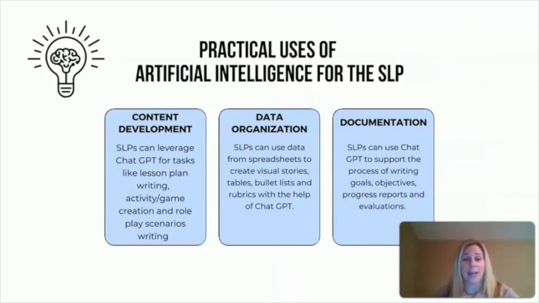ChatGPT, as a form of AI, can help the SLP with many daily practices, including content development, data organization, and documentation. SLPs can use ChatGPT for streamlining tasks like lesson planning, creating activities, games, materials, and even creating role-play scenarios. Data organization can be made more simplified, and SLPs can use data from spreadsheets to create visual stories, tables, bullet lists, rubrics, and all kinds of possibilities, again, with the help of ChatGPT.